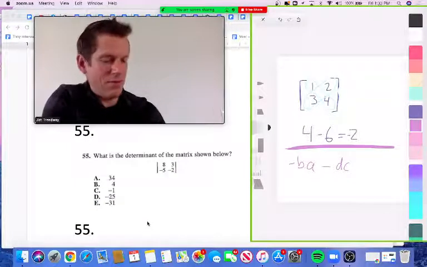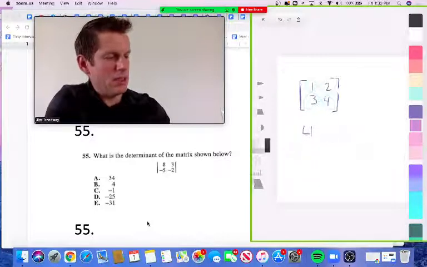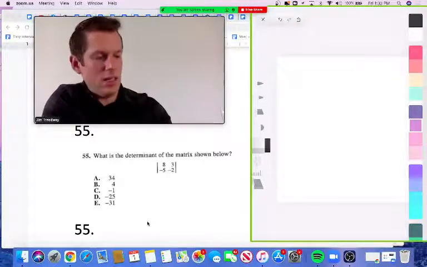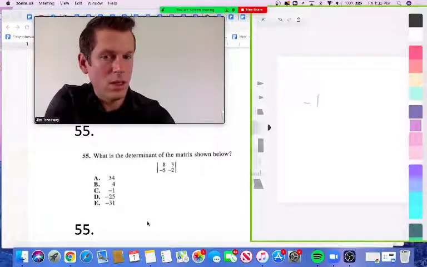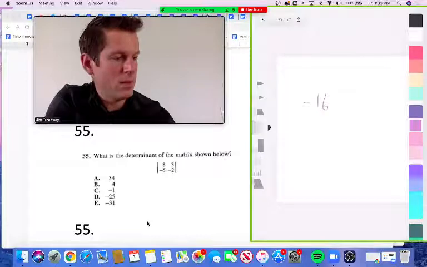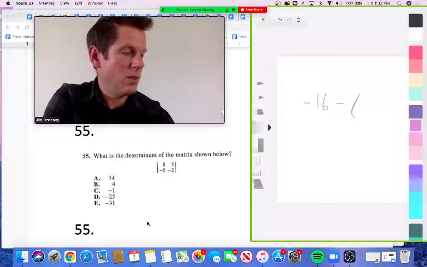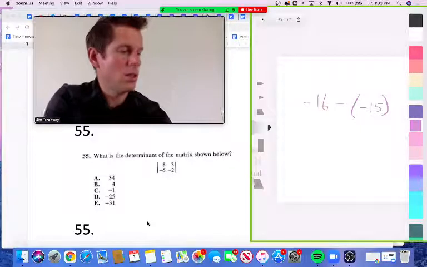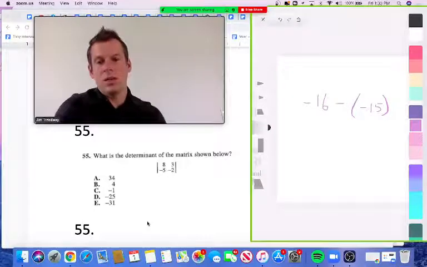So 55 is a pretty easy determinant question, much easier one than the one we just did. And so that one is just going to be 8 times -2, -16 minus negative 5 times 3, which is negative 15. So that'll actually become negative 16 plus 15, which is negative 1. So the answer is going to be C.